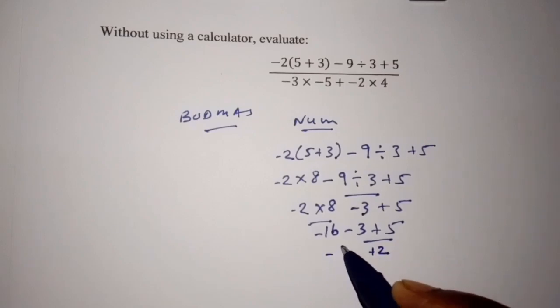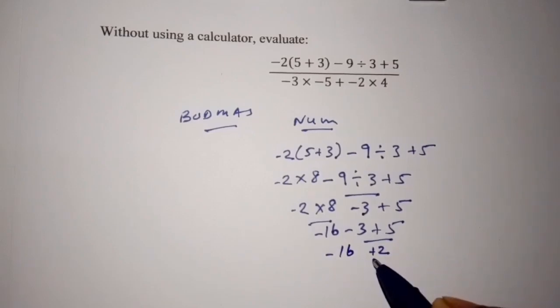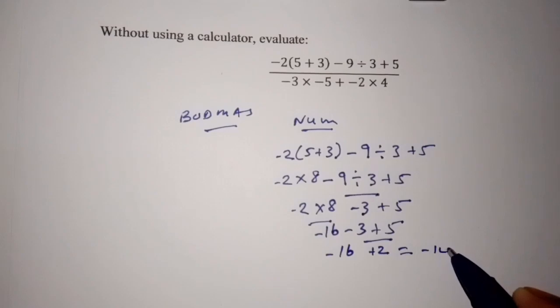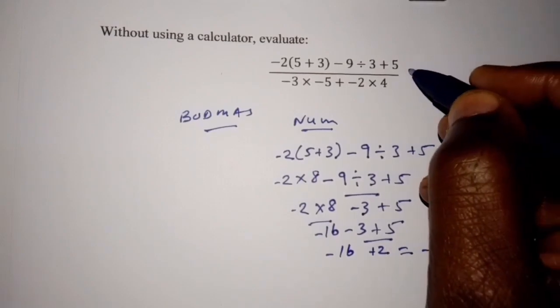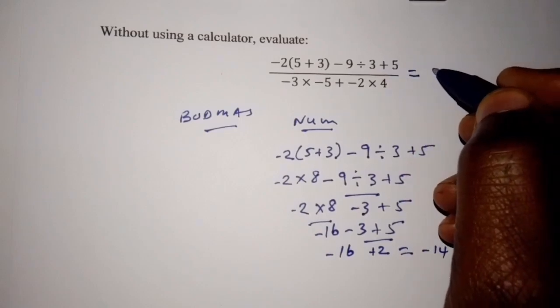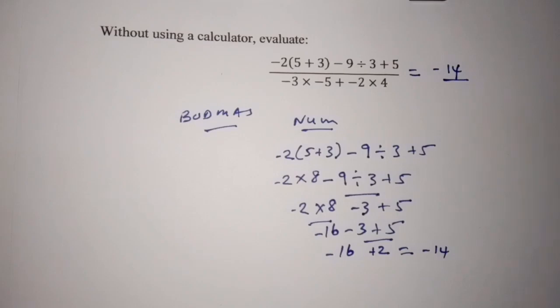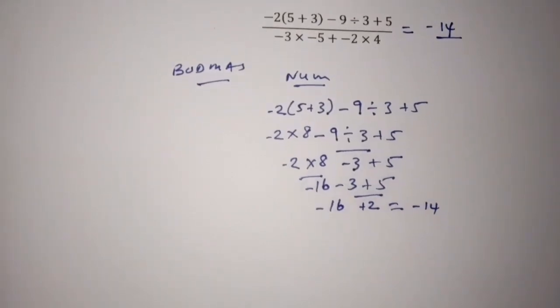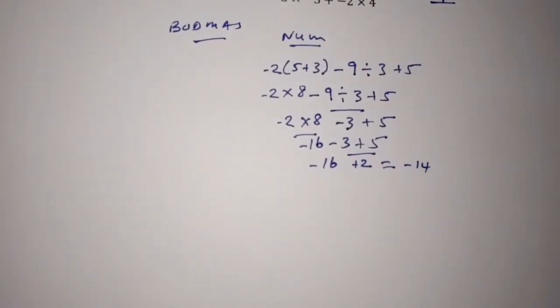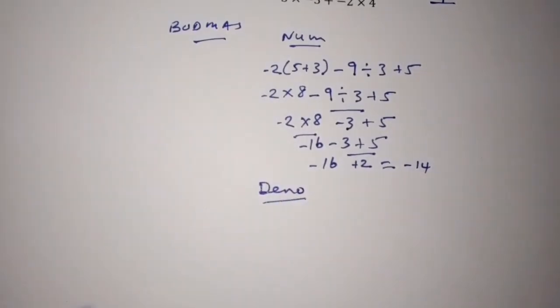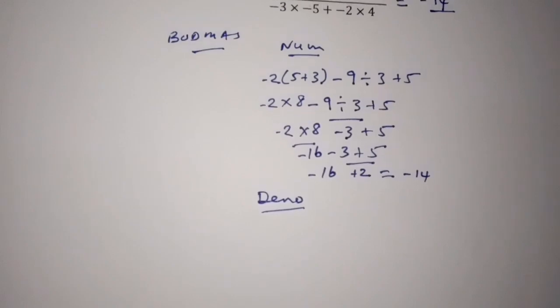So this is -16 plus 2, which is giving us -14. So here we can say that this is -14 over. Now let's go to the denominator.